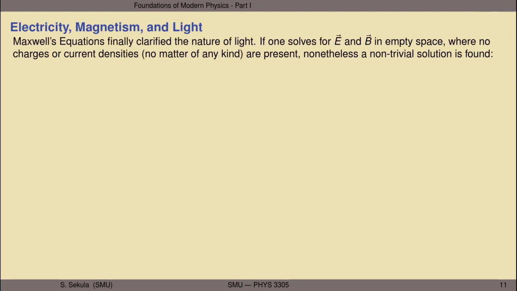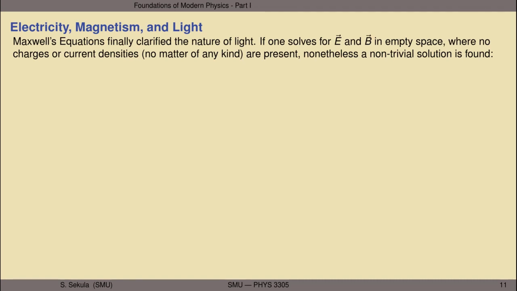Now, what's amazing about the laws of electricity and magnetism, Maxwell's equations, is that when you consider them in a particular situation, it finally clarifies what the heck the nature of light is. Light is an amazing phenomenon. It carries information from one place to another, and it does so at a seemingly immense speed. And it turns out that by solving Maxwell's equations in a certain regime, you find out what light is.